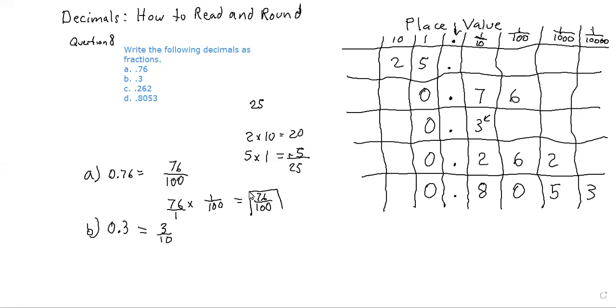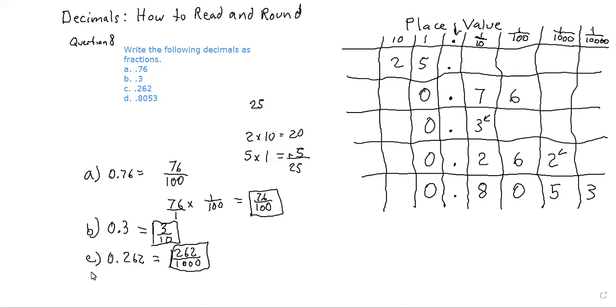All right, so let's do the other two for more practice. C is 0.262. We write that in right here. Where's that last digit? What's the place value of it? It's 1 over 1,000. So we're going to write the whole 262 over 1,000. So 262 over the place value of the last digit, which is 1,000. That's the answer for that one.